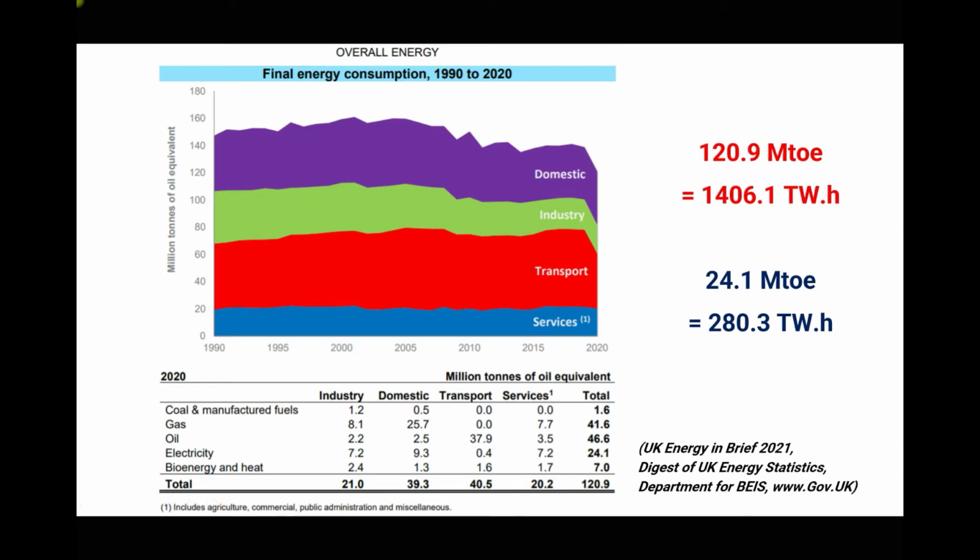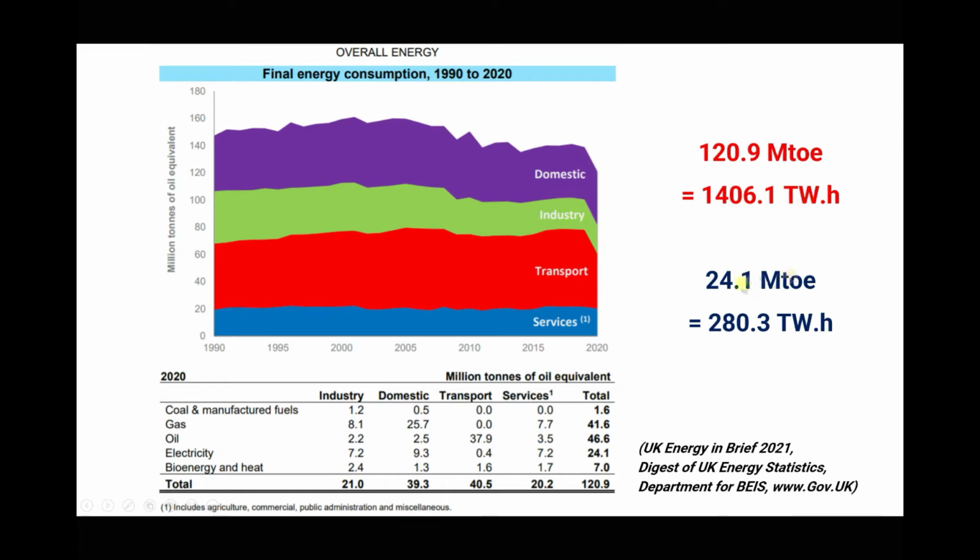Now, we can see from our table that the total final energy consumption is actually 120.9 million tonnes of oil equivalent. The significant drop we see here, going from 2019 to 2020, was as a result of the pandemic on the amount of transportation that was occurring. So we see a significant drop here in transport, or the energy consumed by the transport sector, and that has a knock-on impact on the total energy consumption. So 120.9 million tonnes of oil equivalent is the same as 1,406 terawatt hours.